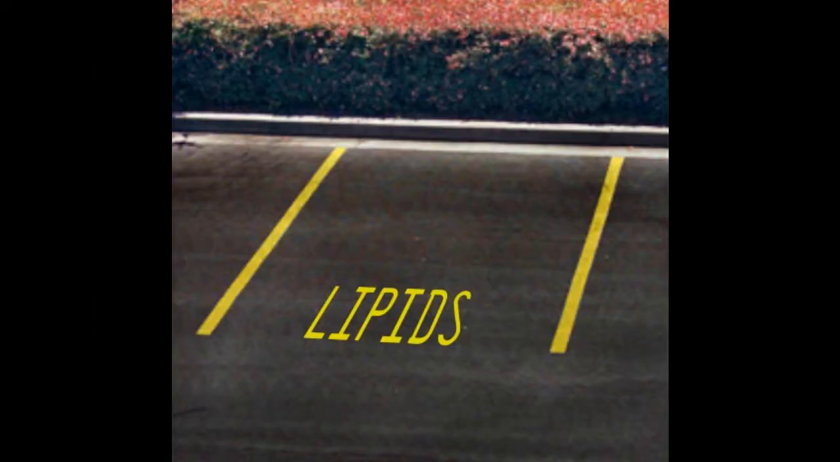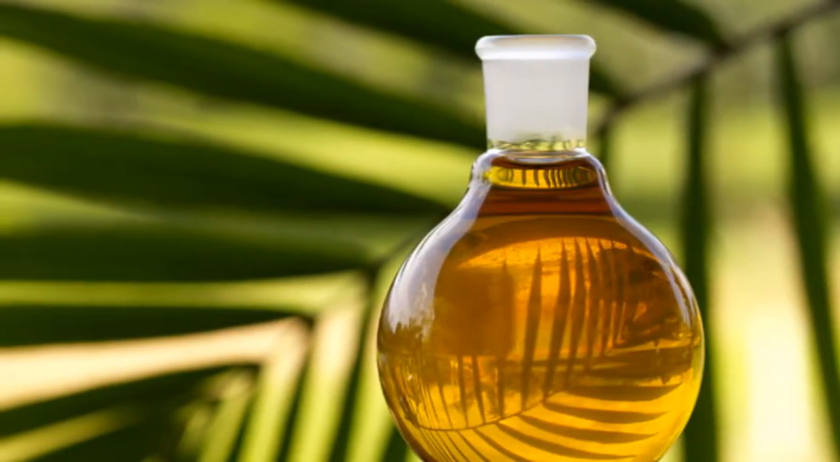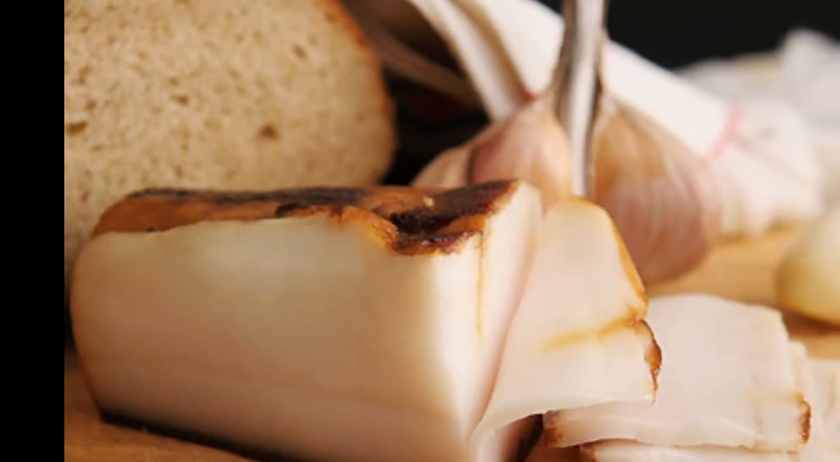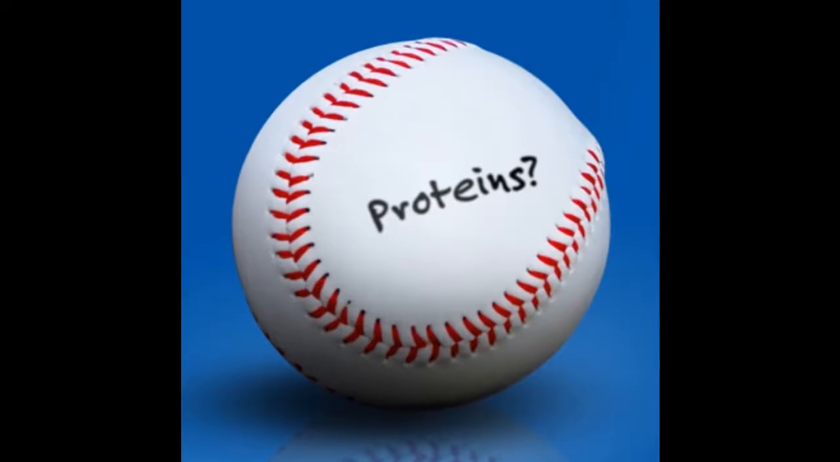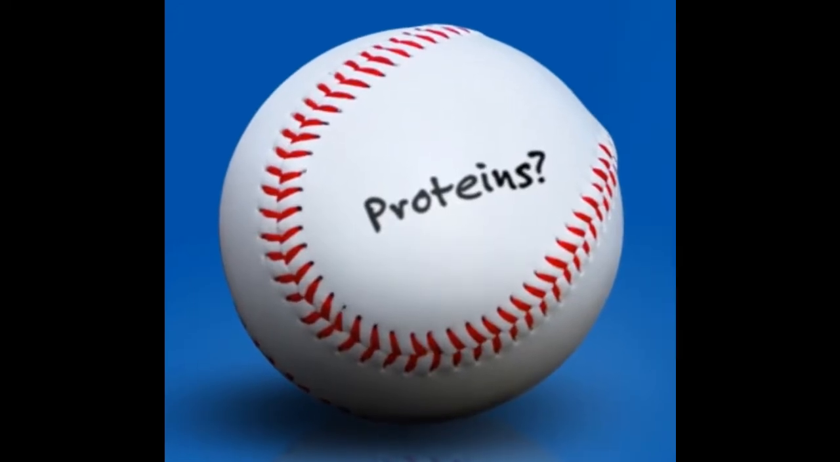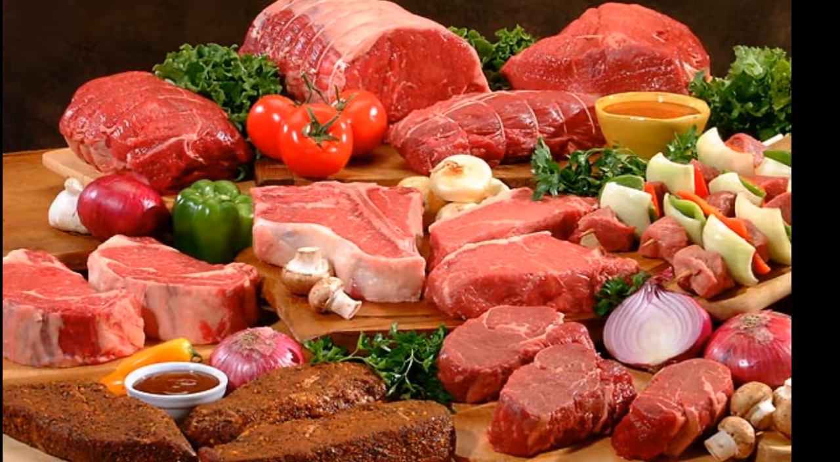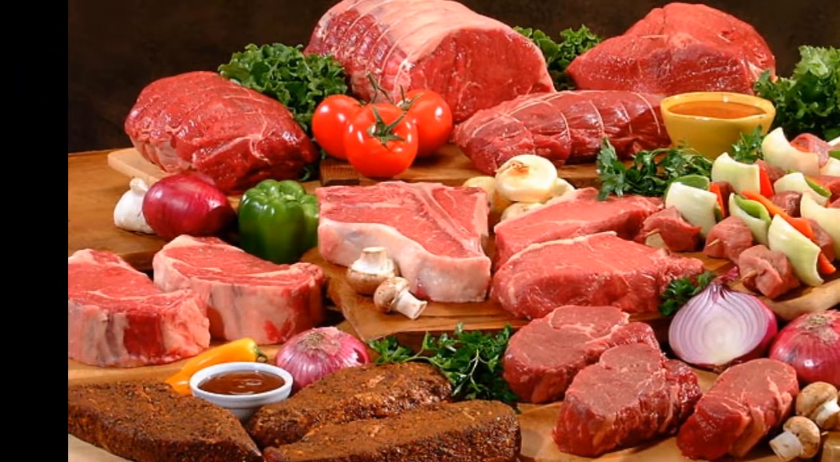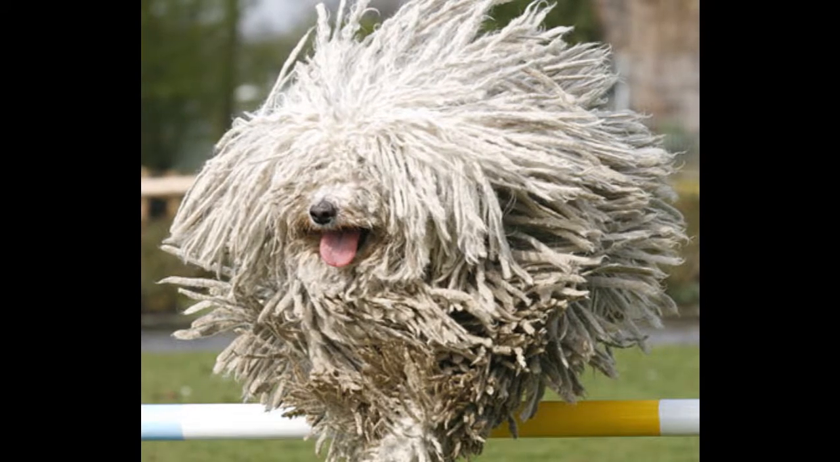Lipids are the next class, such as this oil that we use for cooking. And of course, here's some lard that comes from animal fat. Got proteins? Proteins you find in things like meat and skin and hair, as you see on this very wire-haired dog.